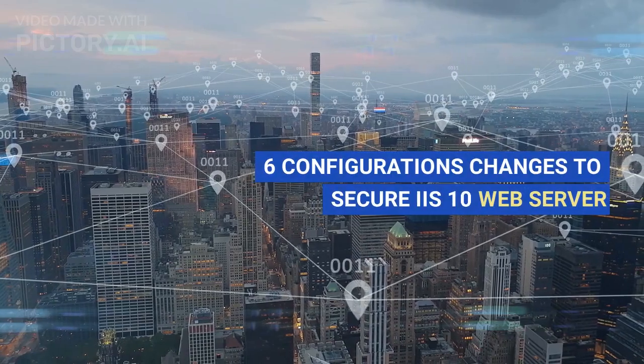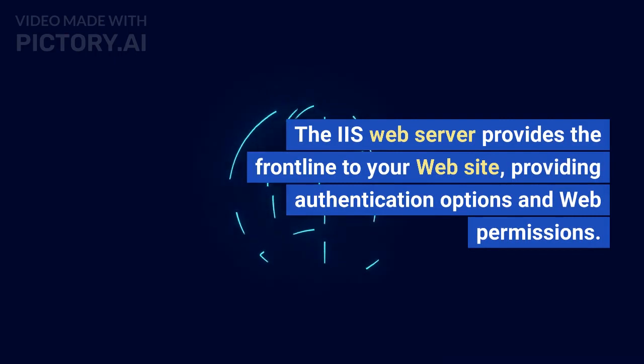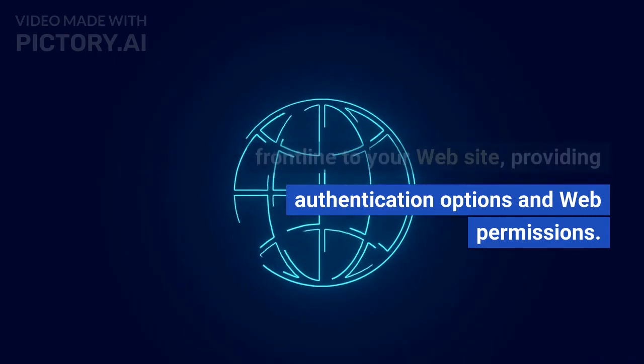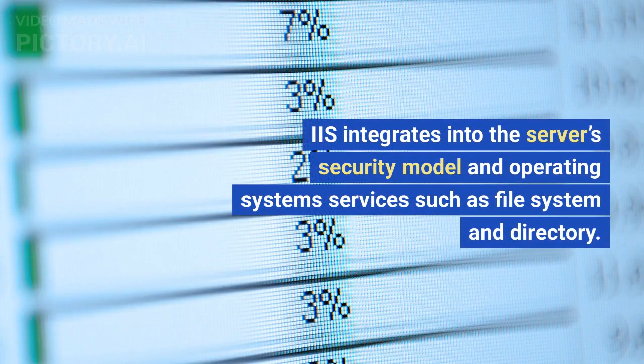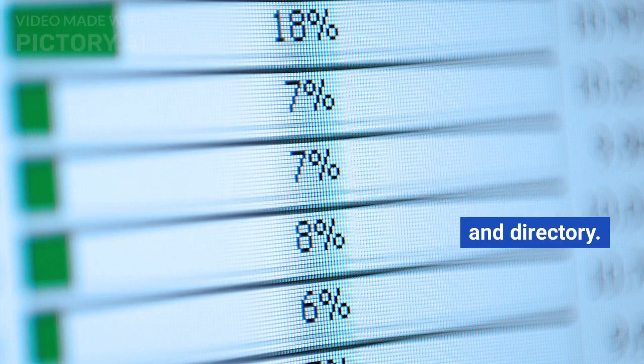6 configuration changes to secure IIS 10 web server. The IIS web server provides the frontline to your website, providing authentication options and web permissions. IIS integrates into the server security model and operating system services such as file system and directory.